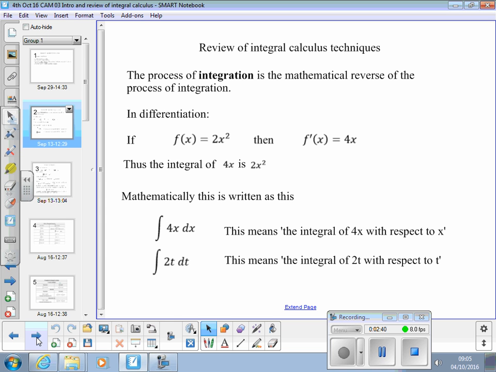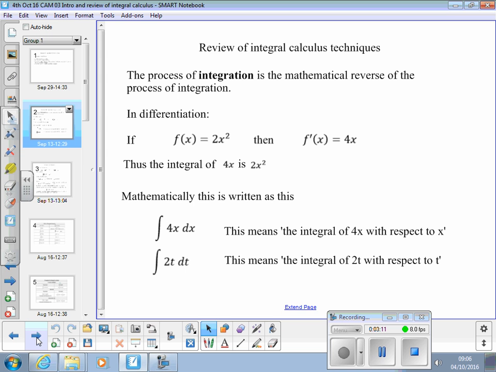So in differentiation, if we have a function f of x is 2x squared, then the first differential of that is 4x. So by that statement at the top, if I'd written it correctly, the integral of 4x is 2x squared. So if we differentiate a function and then integrate it, we should end up back where we started with the same function. Okay?